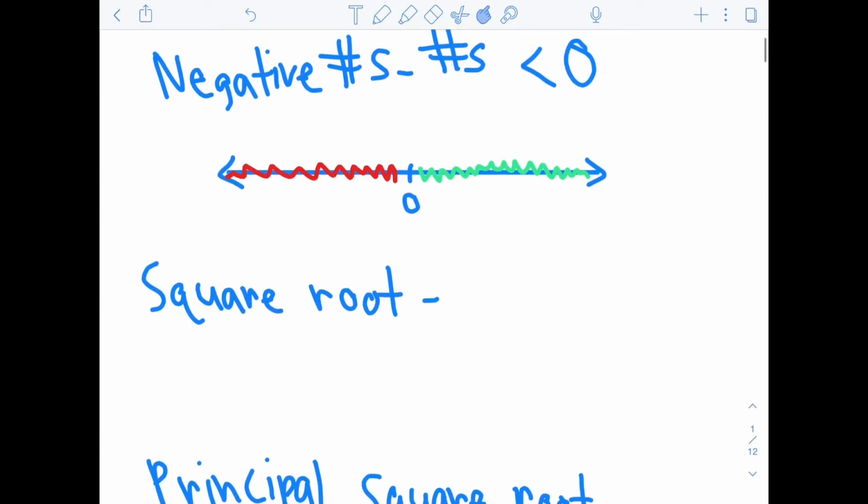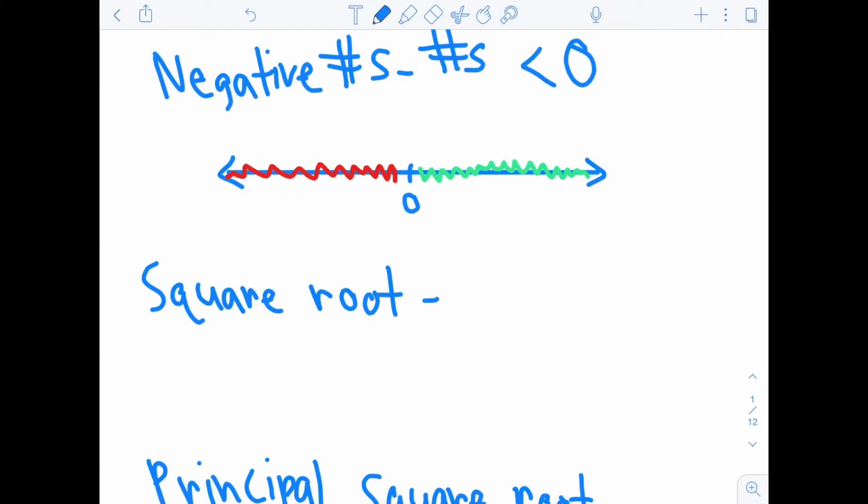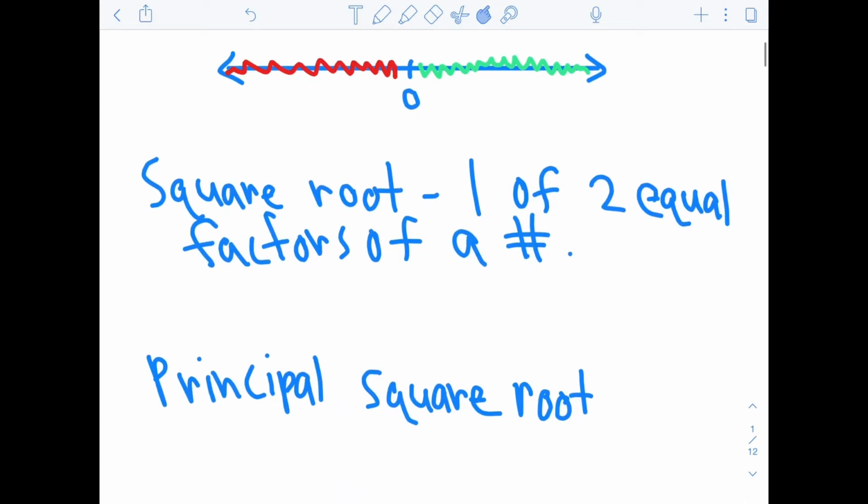And also, even later, you learn about square roots. So square roots are one of two equal factors of a number. So let's take 36 as an example. 36 has many factors. There's 1 and 36, there's 2 and 18, there's 4 and 9, but we're looking at the equal factors. So the equal factors would be 6 and 6, because 6 is equal to 6.